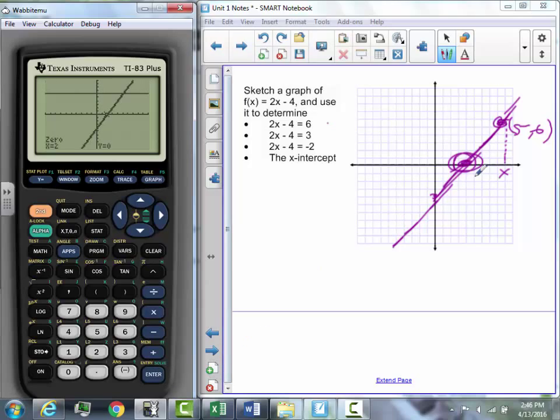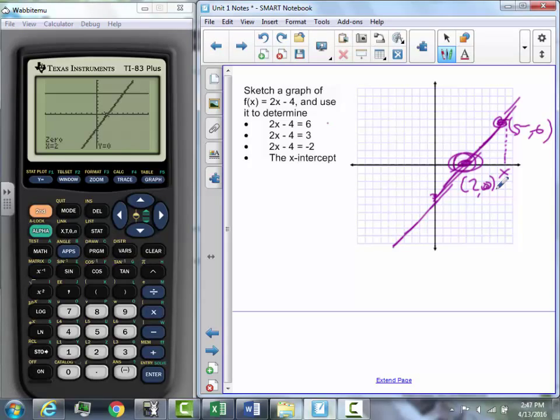And it says that the x-intercept is at 2. So 2 and 0 is your intercept. So that rings some bells. Remember doing this?